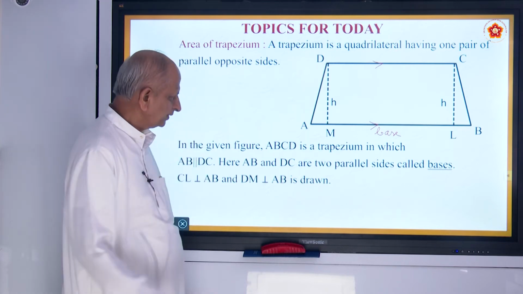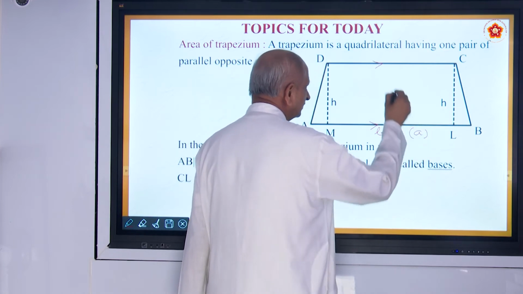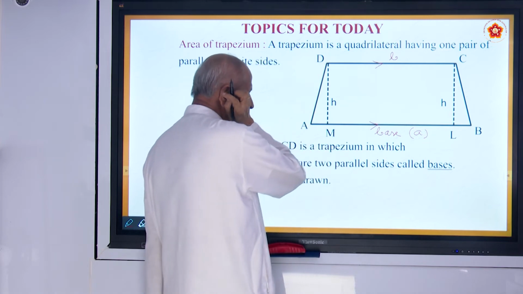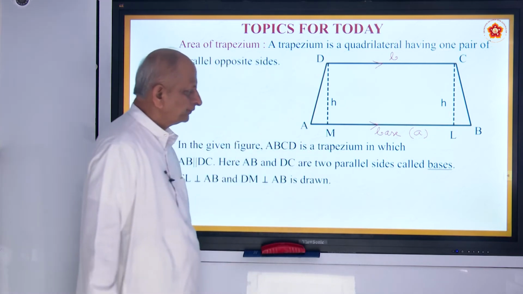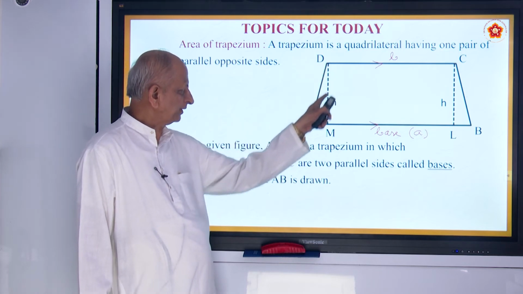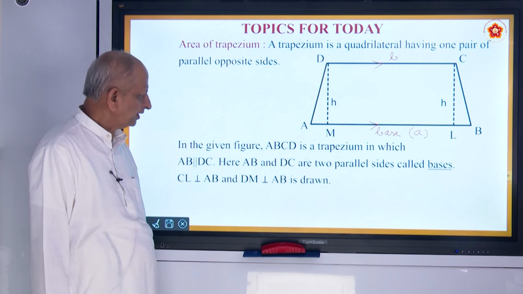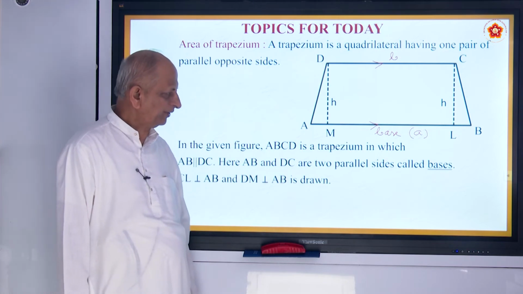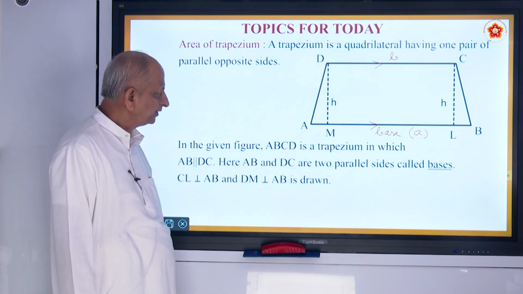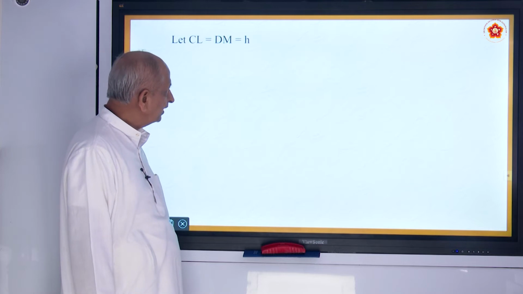Understood? This is what is called the base. Usually you call it small a. This is another base called small b. Understanding? So what you have done? You have drawn perpendiculars here. One is DM, another is CL. Okay. Now we will try to get a formula for the area of the trapezium. How do you get the area of a trapezium? That can be got.